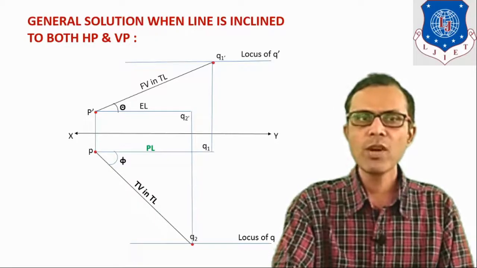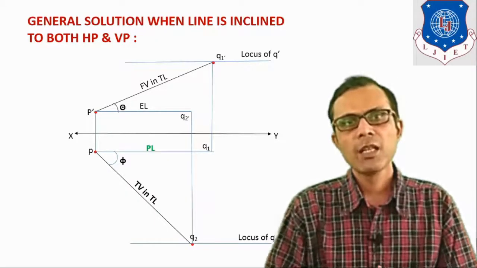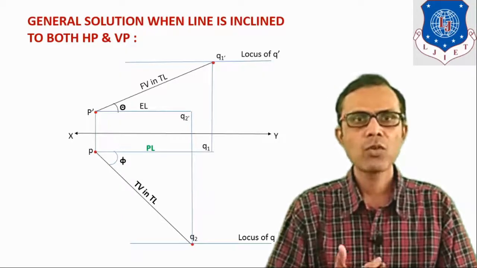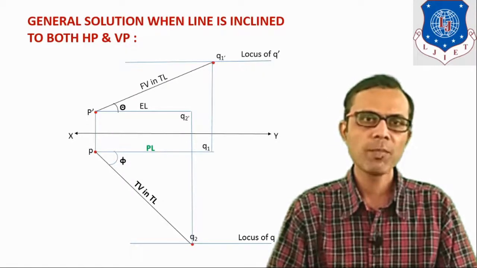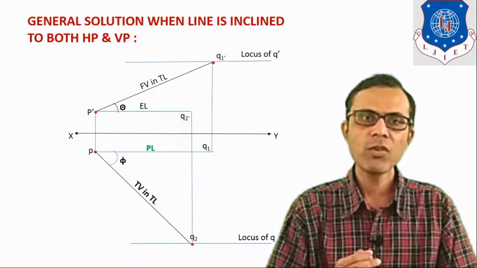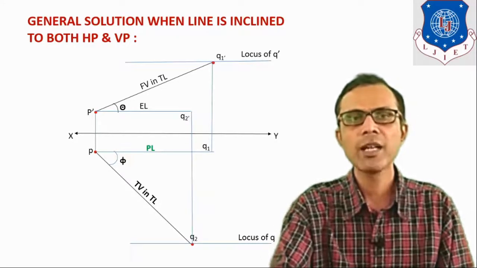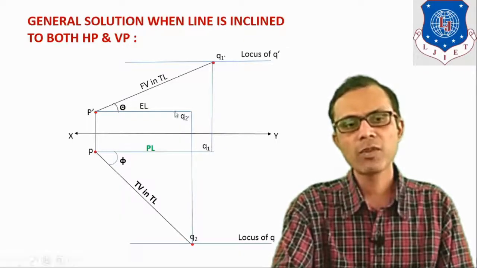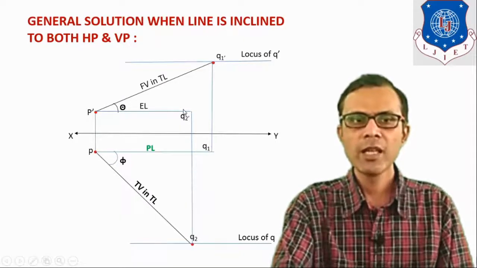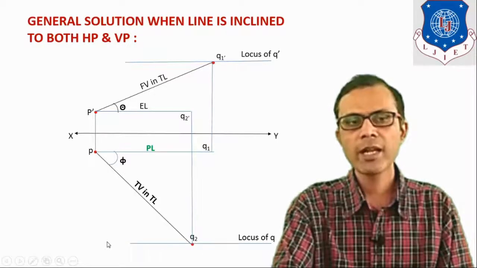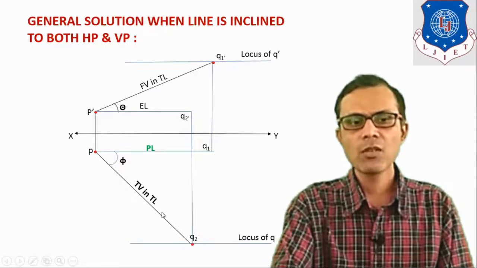One important point you should remember is that front view is also known as elevation and top view is also known as plan. So front view length means elevation length, and top view length means plan length. Now we have the plan length and elevation length, and we know that somewhere on this locus line we will get the final location of Q.